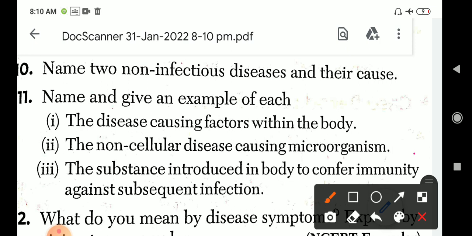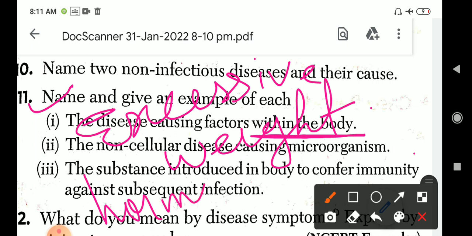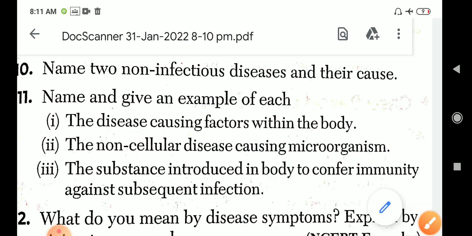Then we are moving to the next question. Name and give an example of each the disease causing factors within the body. You have to give the factors which are already present in your body. So what may be that factor? That may be excessive weight, and the second may be hormonal imbalance, right? Hormonal imbalance. Now next question.